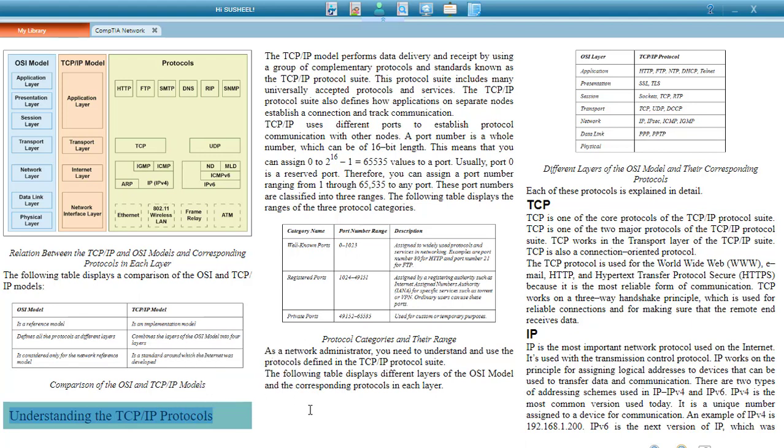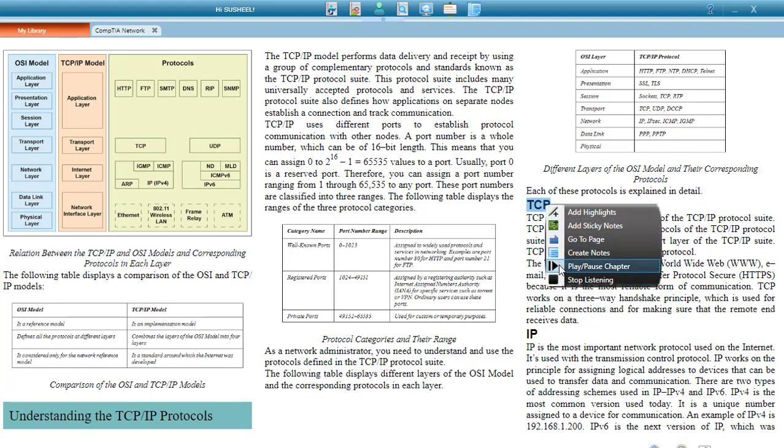Understanding the TCP/IP protocols. The TCP/IP model performs data delivery and receipt by using a group of complementary protocols and standards known as the TCP/IP protocol suite. This protocol suite includes many universally accepted protocols and services. The TCP/IP protocol suite also defines how applications on separate nodes establish a connection and track communication.